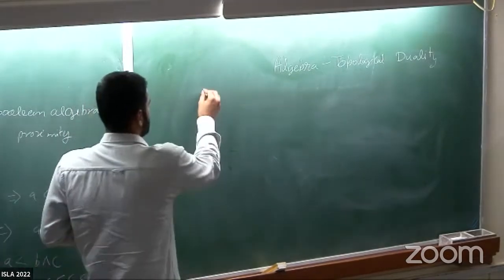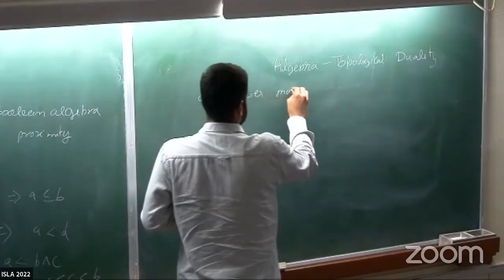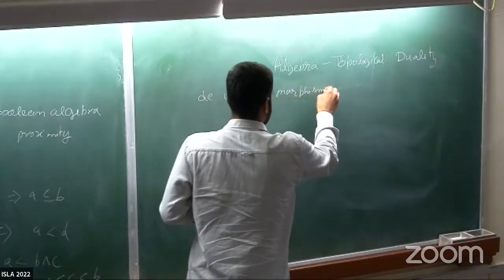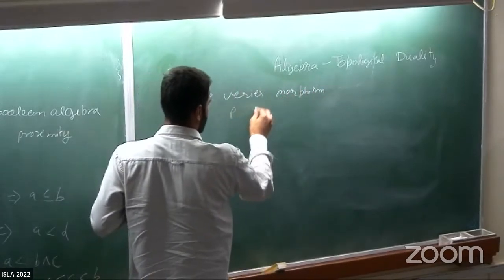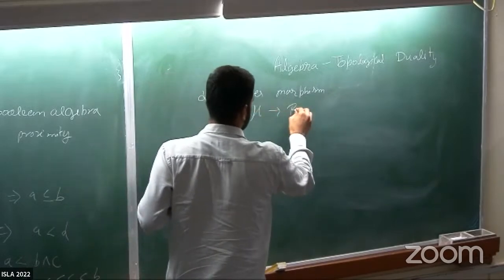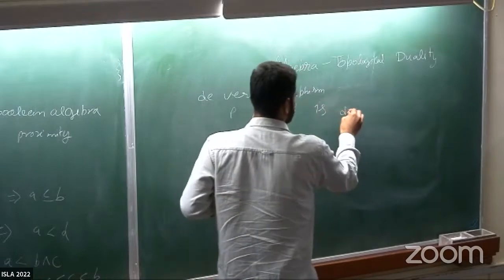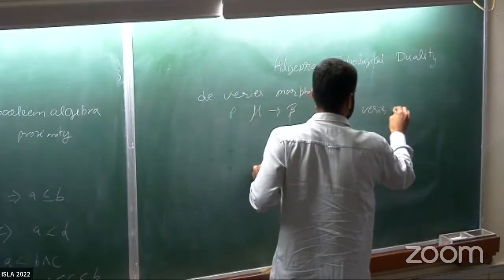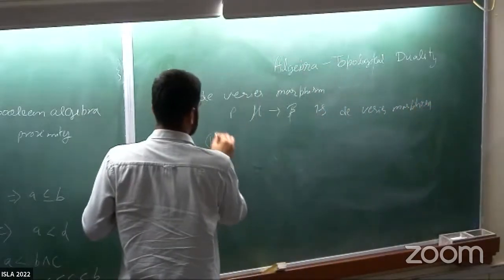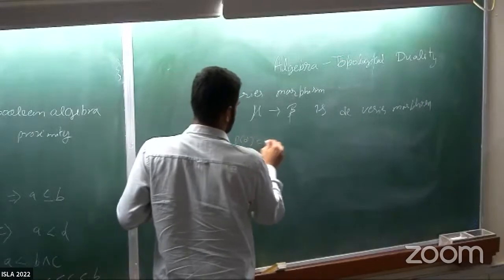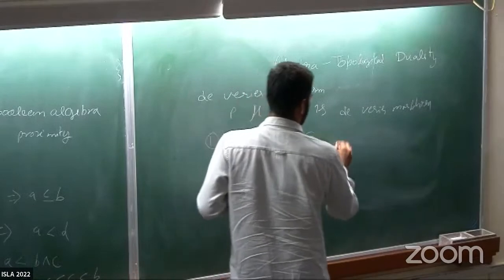And now we are defining de Vries morphisms. If we have a map from a de Vries algebra to another de Vries algebra, it's said to be a de Vries morphism if it preserves 0. And second, it preserves meet.